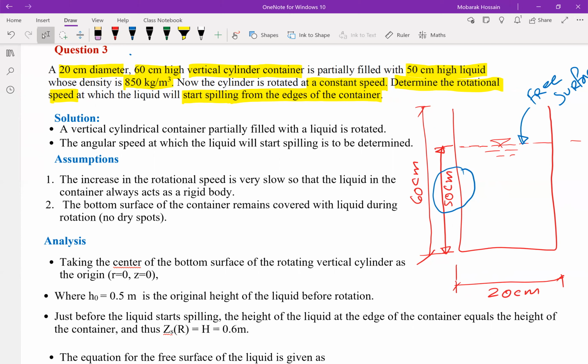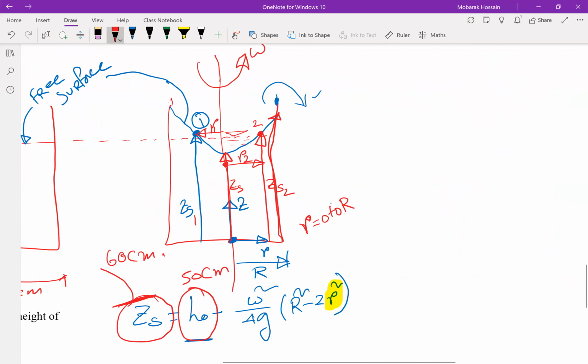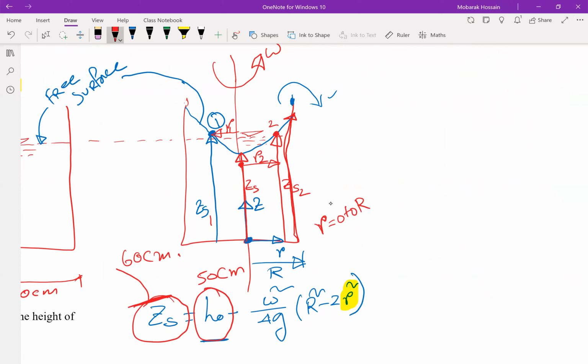So we'll consider two assumptions. The first one is that the rotational speed is very slow, we will increase the rotational speed slowly, and we will consider the liquid in the container always acts as a rigid body, and the bottom surface always remains covered by the liquid. There will be no dry spot. This one means, say if you have a dry spot, due to a particular angular velocity, it can be like this.